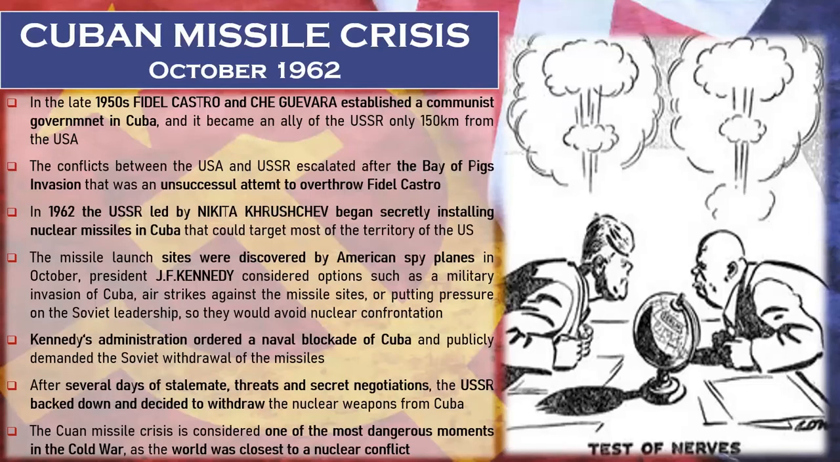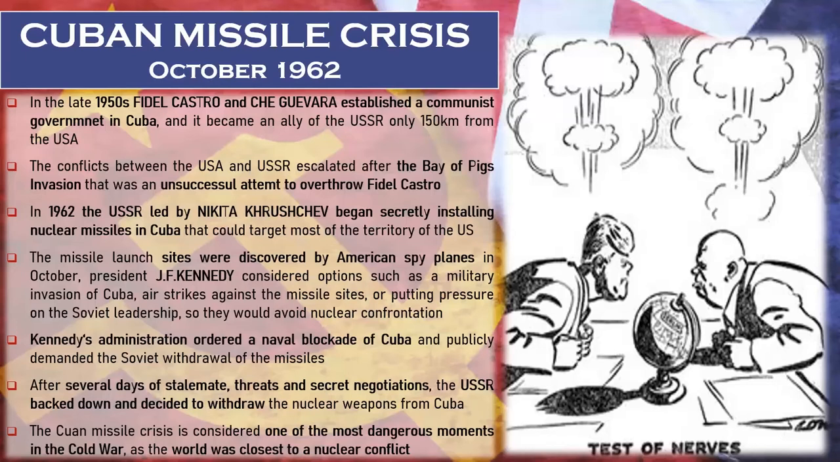Well, the installing of these missiles was revealed because these sites were discovered by American spy planes in October. This made President J.F. Kennedy consider options such as a military invasion of Cuba, airstrikes against the missile sites, or putting pressure on the Soviet leadership so they would avoid nuclear confrontation. So these were plans that Kennedy was considering at that time.